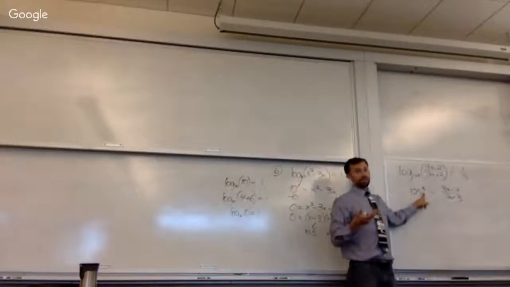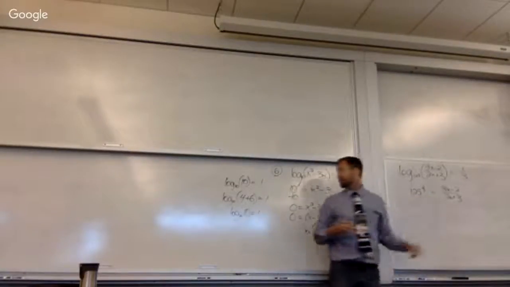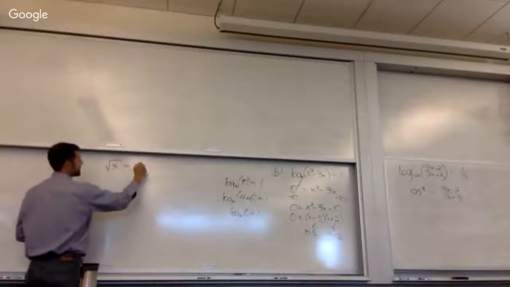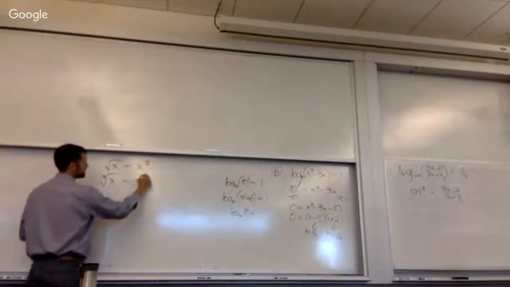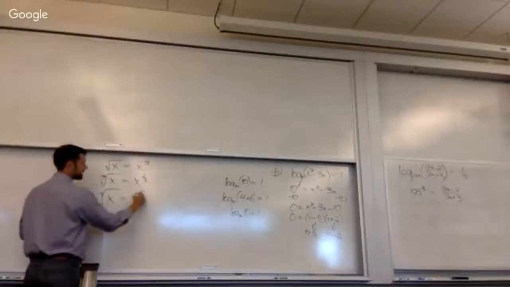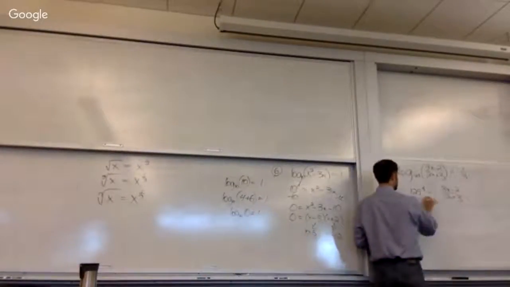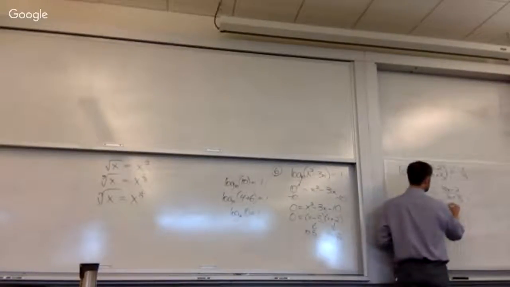So again, definition. What does 125 to the 1/3 mean? Square root of x is x to the 1/2, and cube root of x is x to the 1/3, and any nth root is x to the 1 over n. So 125 to the 1/3 means the cube root of 125. Now what does that mean?